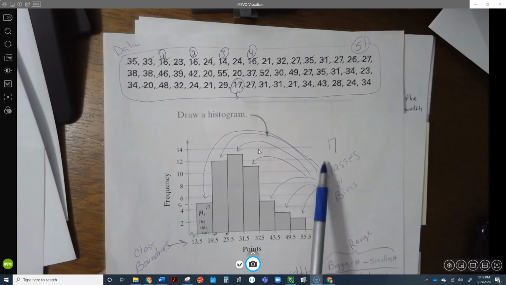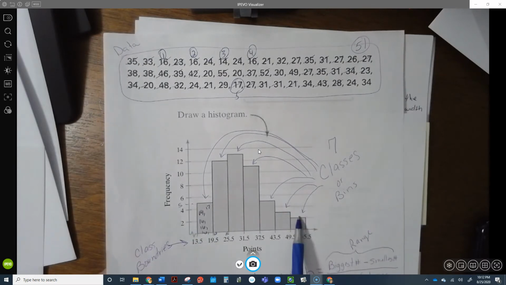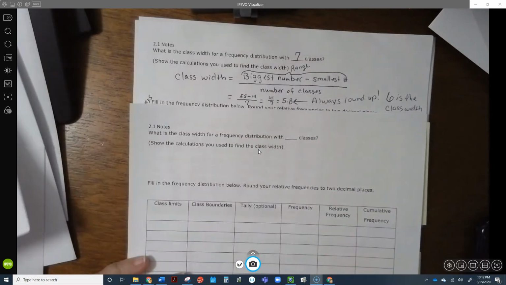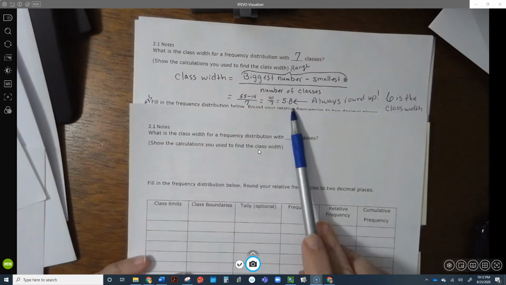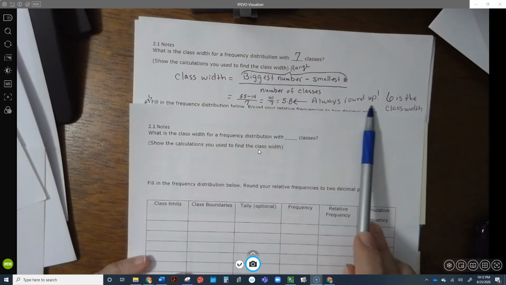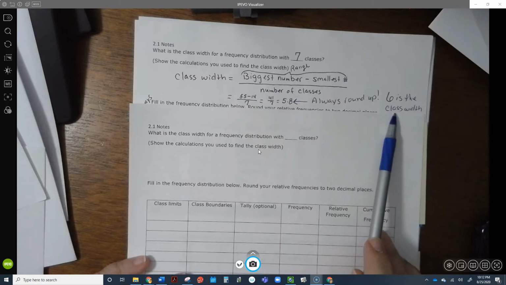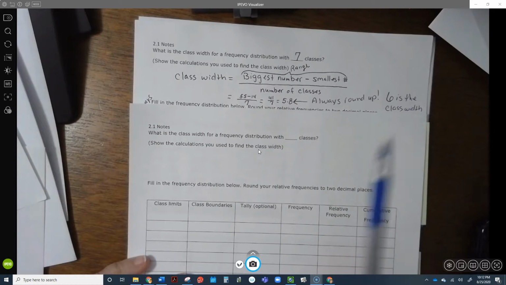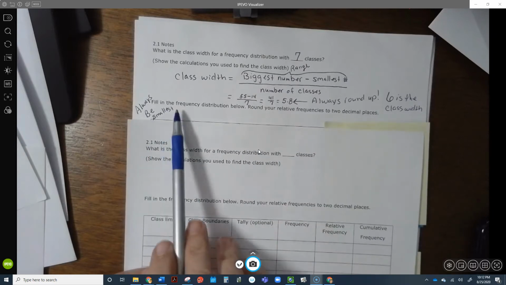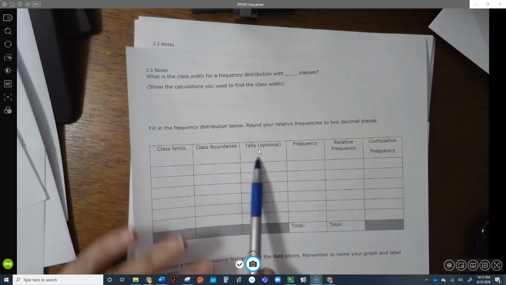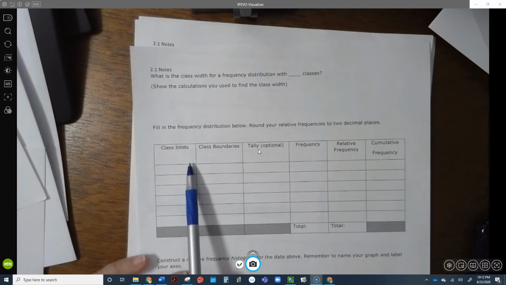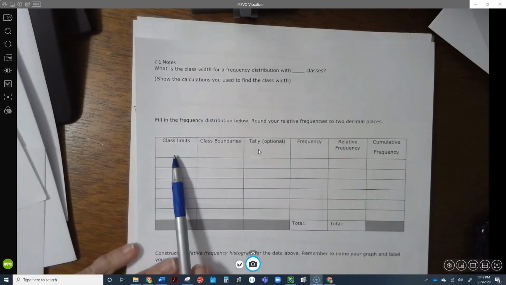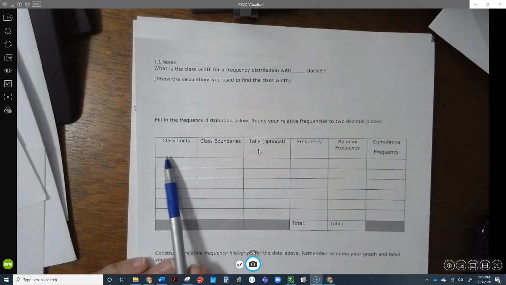And again, the only reason why we pick 7 classes is because we're trying to make it look like this histogram. And you come out to be 5.8. Remember, you always, always, always round up. So 6 is the class width. You've shown me your work. You've answered the question. So now it's time for you to go down here and start filling this in. Okay. So again, you should be thinking about what goes here, trying to fill this out. Just for time purposes, I already have one filled out.